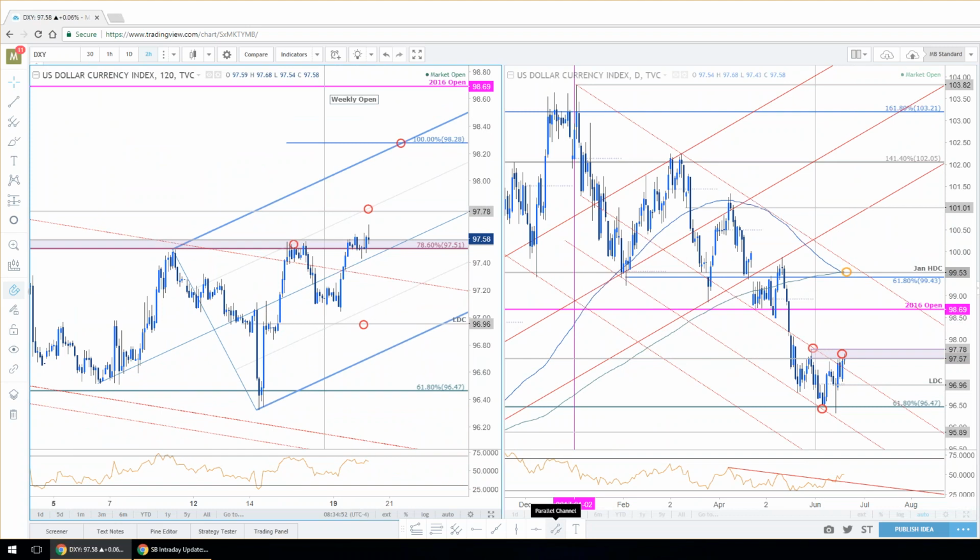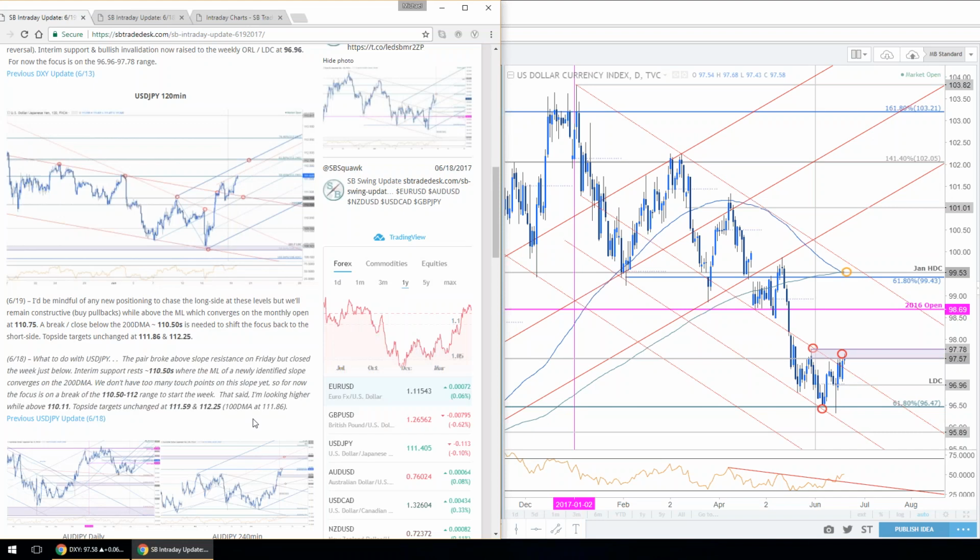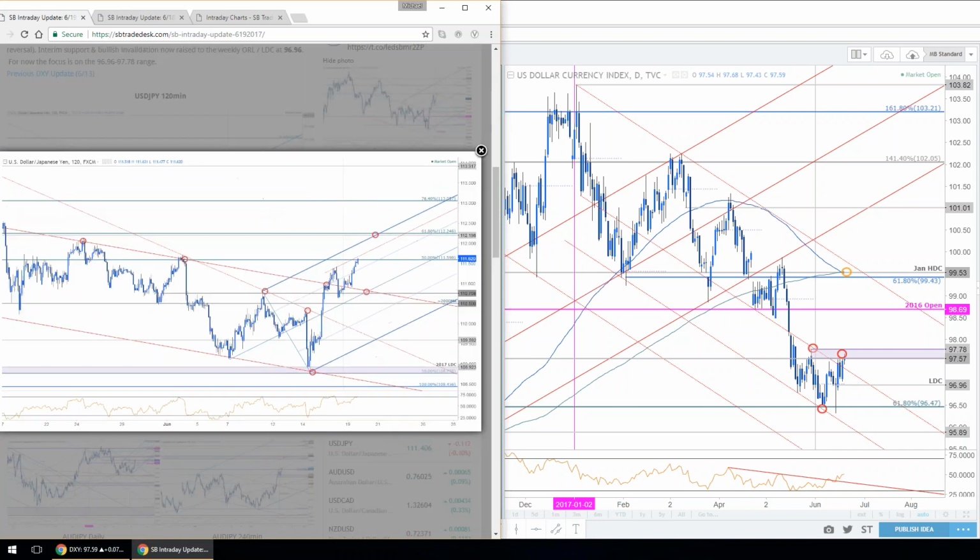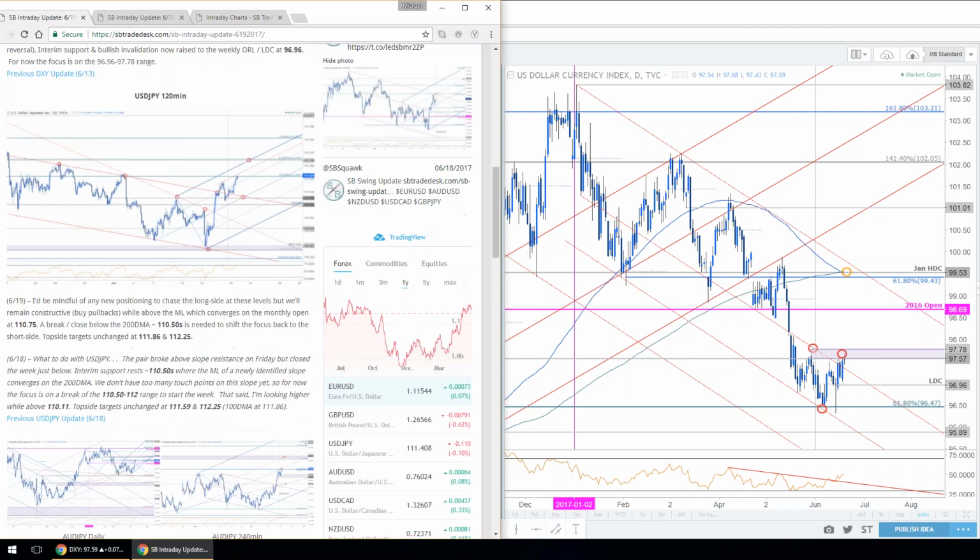That's number one. Number two, dollar yen. Here's what dollar yen looked like yesterday. I gave an update on this also on Daily FX. I just wanted to highlight, and as I said last night, I'd be mindful of really trying to chase the long side at these levels. I still like the long side, but from here, you kind of want to be a little cautious.